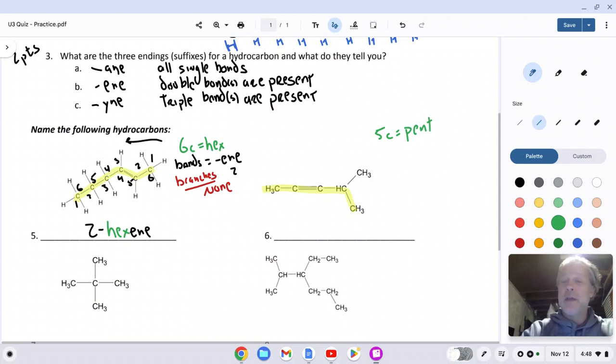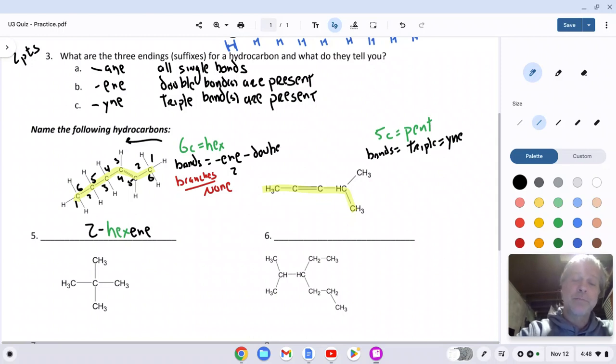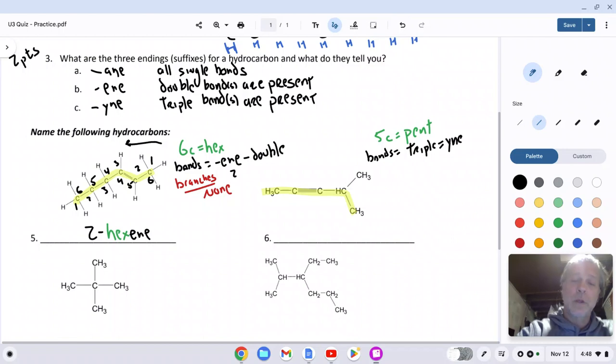And I do see that, in terms of bonds, there is a triple bond, which means the ending has to be YNE. I should remember that this is a double. Okay, so it's YNE. And then we're going to look for branches.